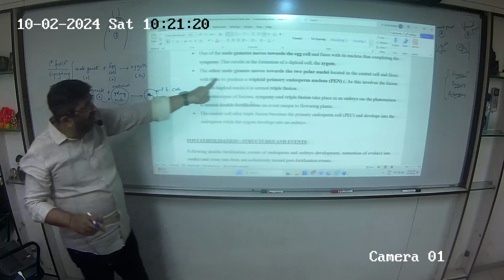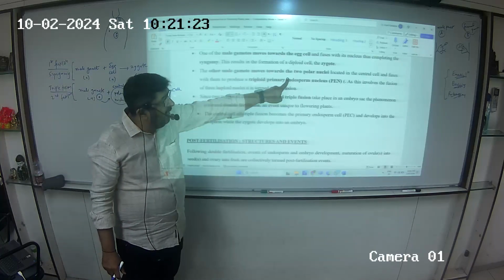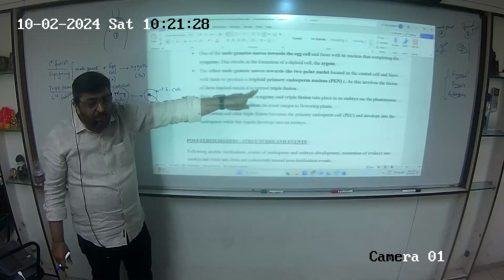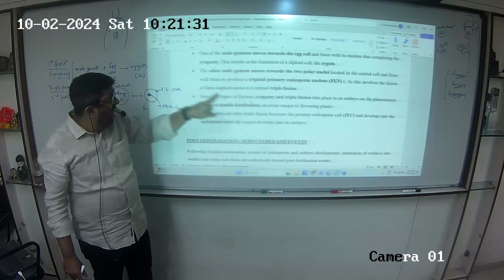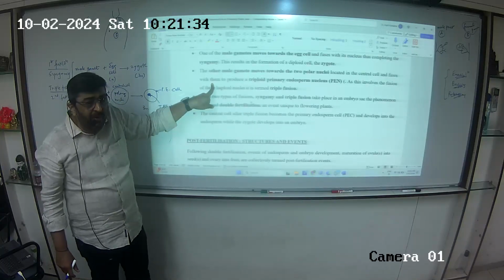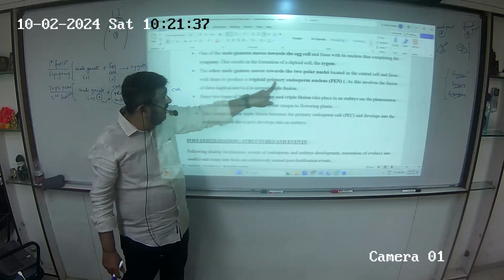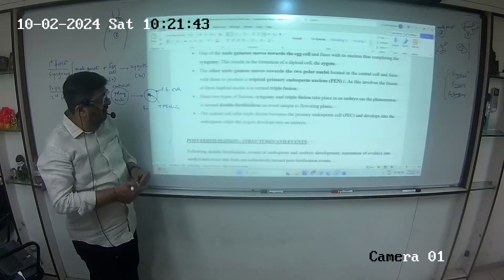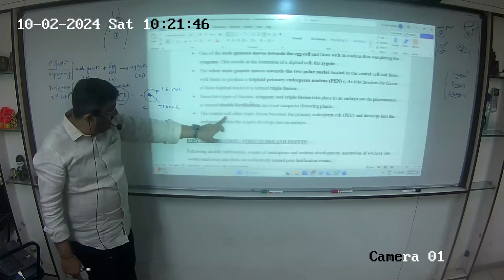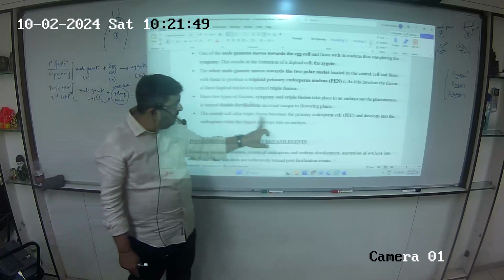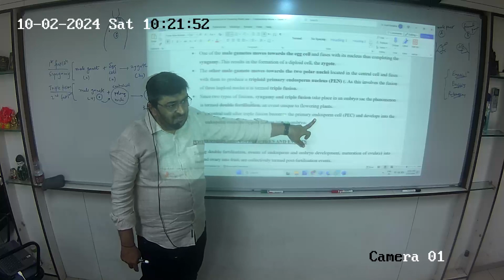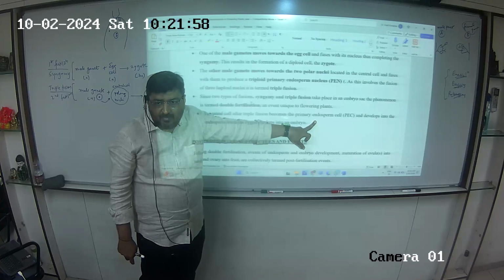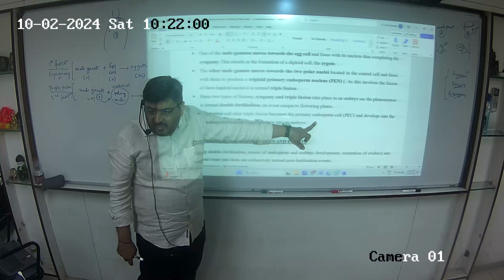The other male gamete moves towards the two polar nuclei located in the central cell. See, they clarified again. To remind you, where are the polar nuclei situated? Inside the central cell, and it fuses with the polar nuclei to produce a triploid primary endosperm nucleus, T-pen. The central cell, see the last statement, after triple fusion becomes the PEC. So are we clear? The 3N nucleus is T-pen and the central cell is getting converted into the PEC.